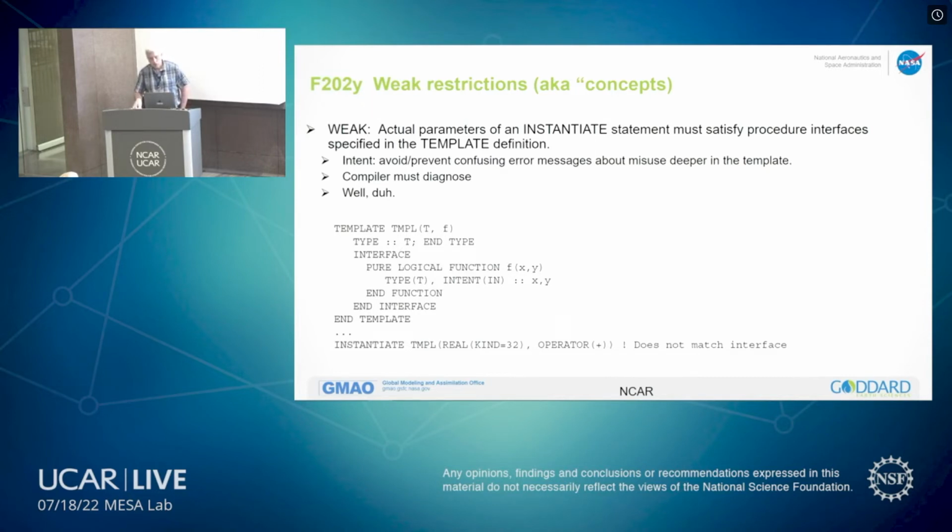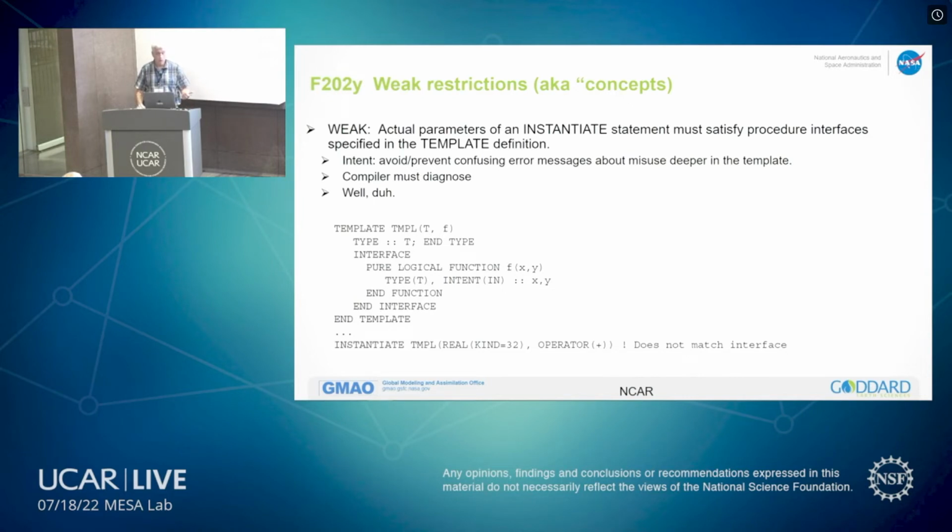What we mean by a weak restriction is that the compiler needs to validate that the actual parameters you pass to an instantiate satisfy the interfaces that have been declared for that template. So if that template said that the third argument was a procedure equal on type T, then the procedure you pass better actually be an equal type operation on T. What the actual meaning of that operator is we don't care about, but it better take two arguments of type T and return a logical.